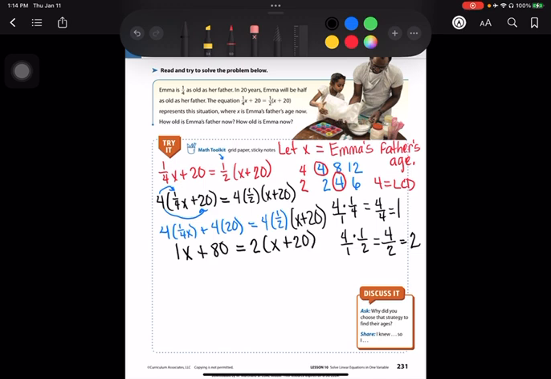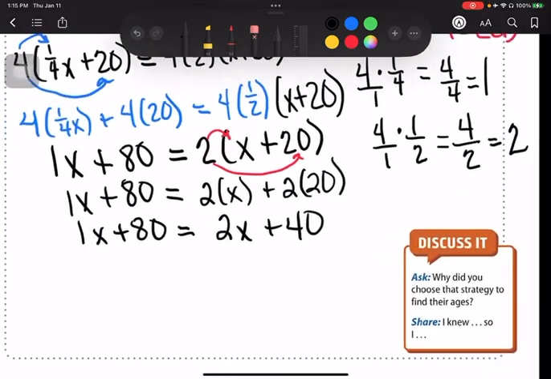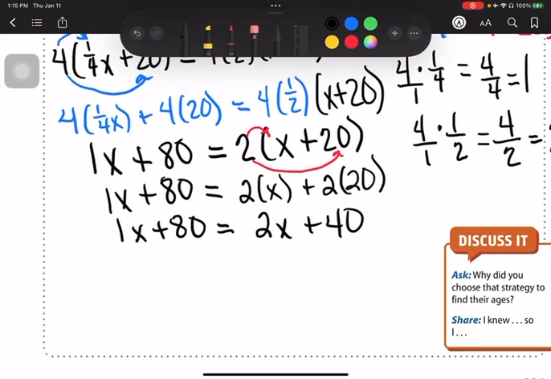Okay. Now I want to apply the distributive property on the right side of the equation by distributing 2 to both terms. So I have now 1x plus 80 equal 2 times x plus 2 times 20. So it gives me 1x plus 80 equals 2x plus 40. Now again, I want my variables on one side and my constants on the other.